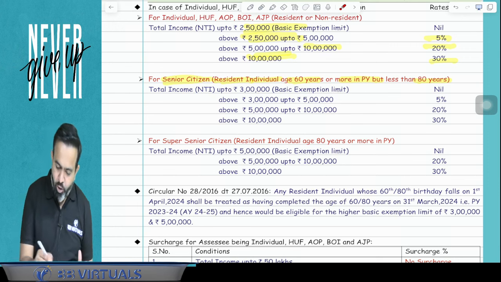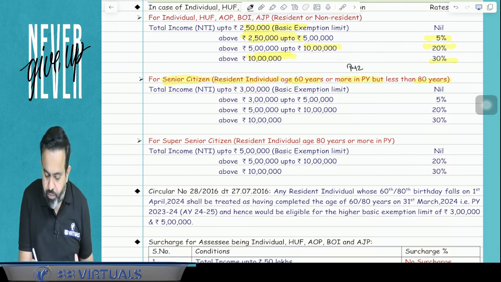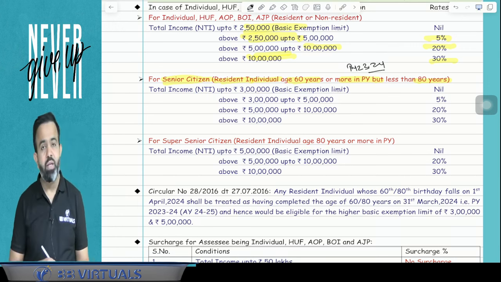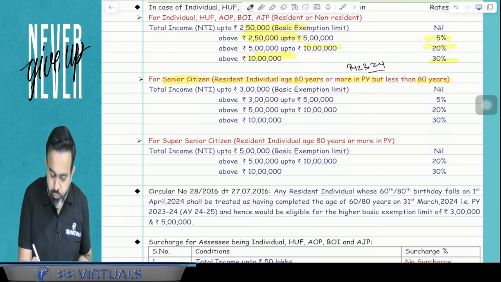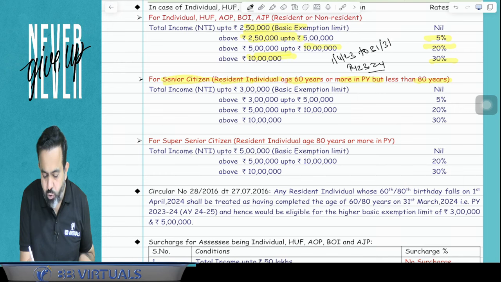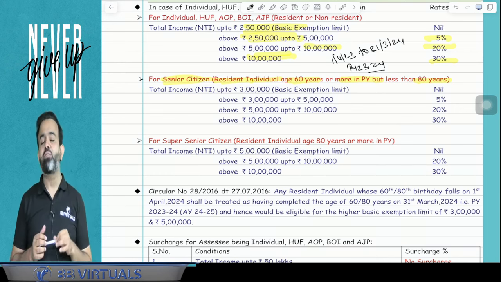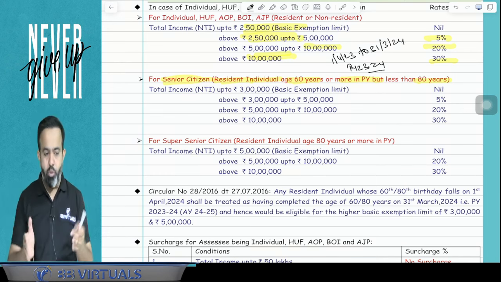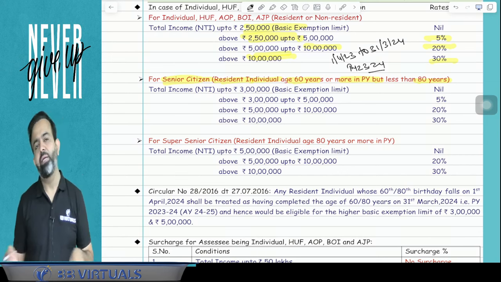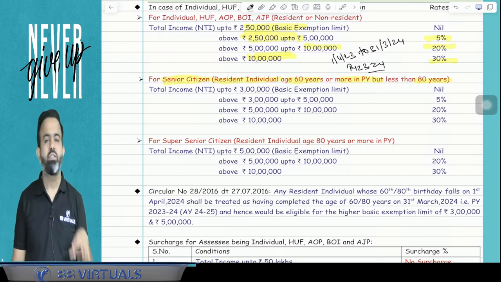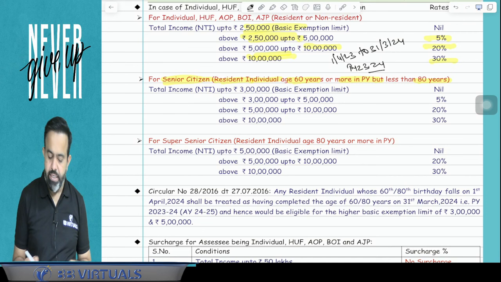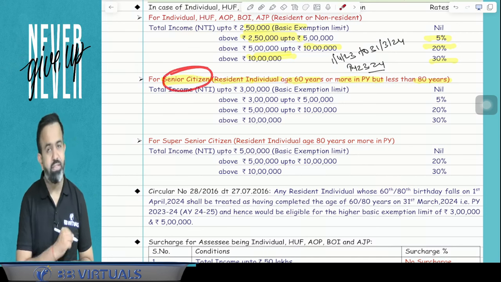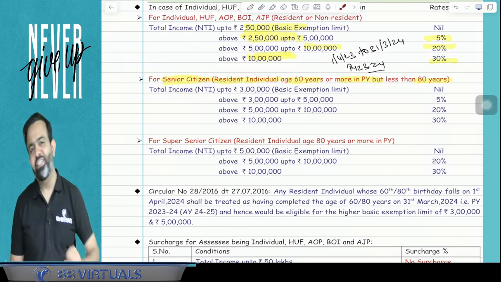Now your previous year is previous year 23-24, and previous year 23-24 starts from 1st April 2023 and is going to end by 31st March 2024. So between this particular period, if any person is of the age of 60 years or more but less than 80 years, that person is known as the senior citizen. Now guys, there is one catch.